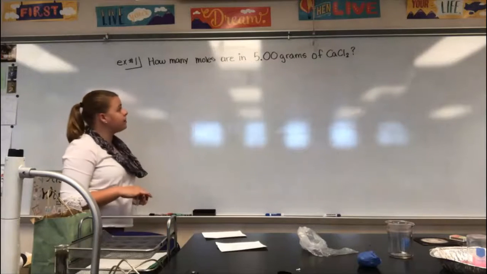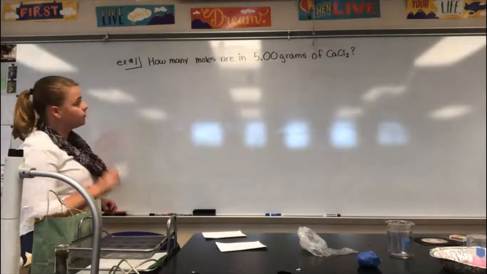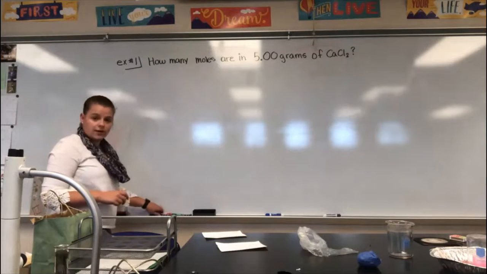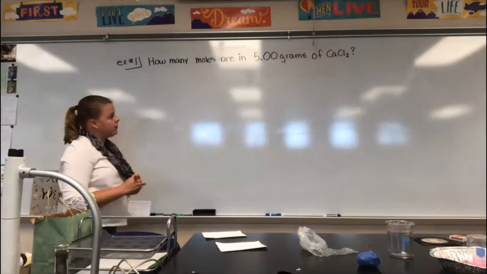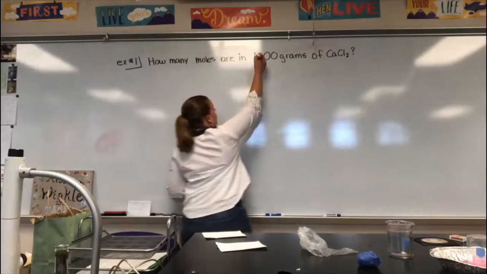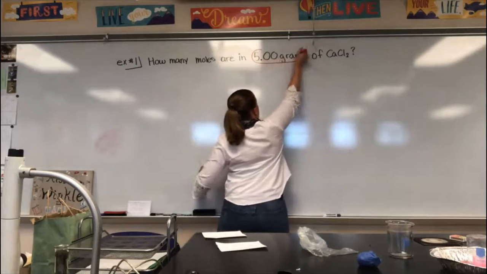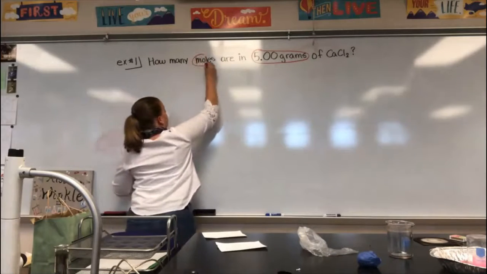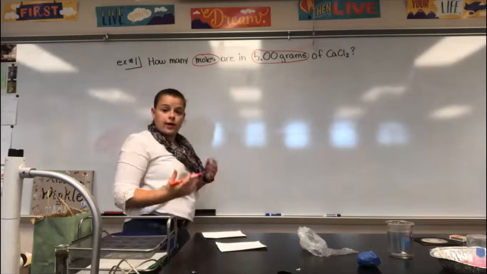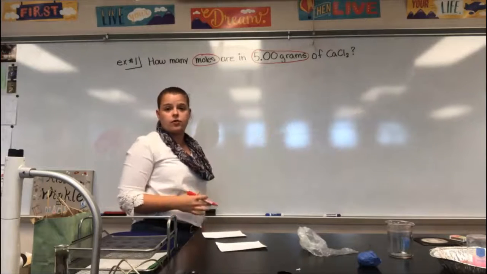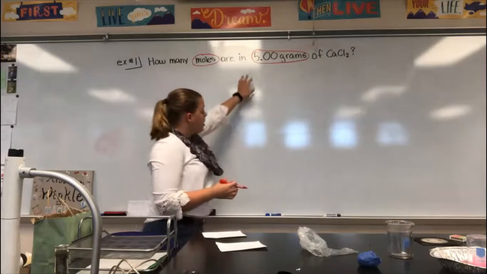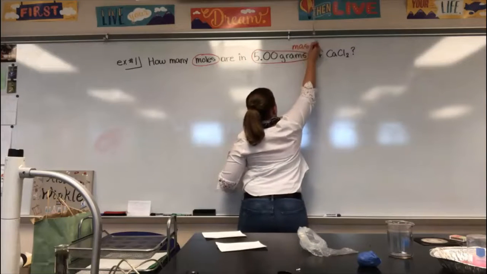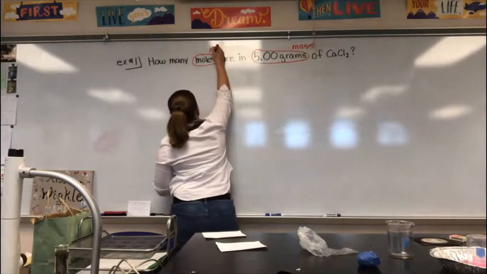So this problem, we have how many moles are in 5.00 grams of CaCl2. Again, with these types of problems, we've got to figure out what we're given and what we're going to. So we have 5.00 grams is what we're given. And what we're trying to find is, again, our moles. So looking at our mole islands, you've got to figure out what island am I starting with, what island am I ending in? Well, if we're given grams, we're starting at mass. And if we need to find moles, we want to end at mole island.